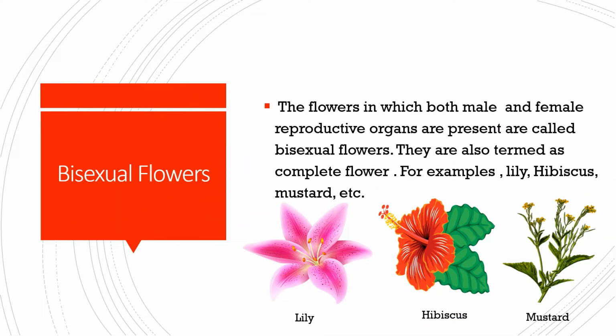Bisexual flower. The flower in which both male and female reproductive organs are present is called a bisexual flower. They are also termed as complete flowers. For example, lily, hibiscus, mustard, etc.